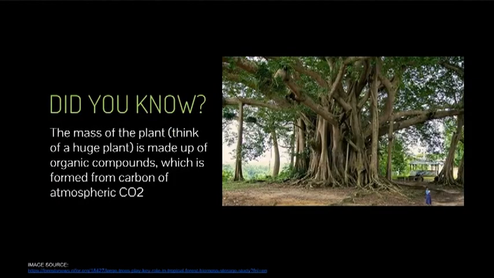Did you know the huge mass of a plant, think of a huge plant, is made up of organic compounds which are formed from carbon of atmospheric CO2? Yes, all of this stuff, what you consider a plant, is actually made up of carbon from carbon dioxide. It's absorbed it as it's grown and stored it into the actual plant matter of that particular plant. Here's a video that talks about that exact thing.